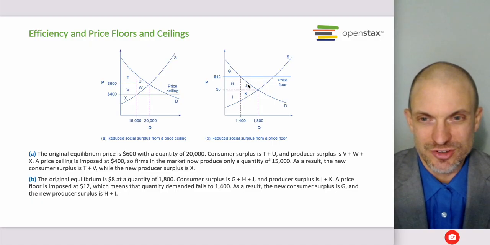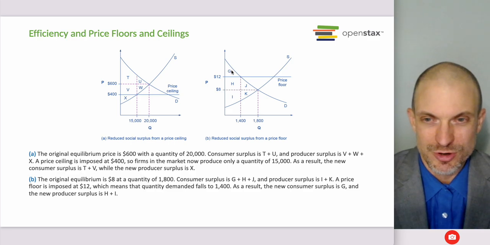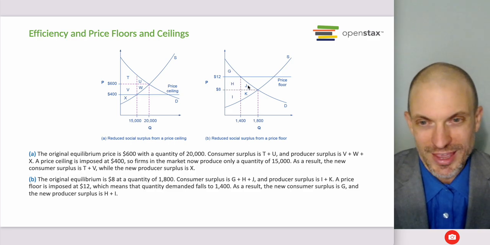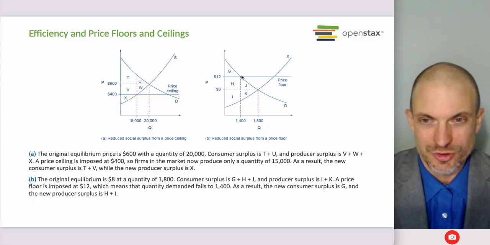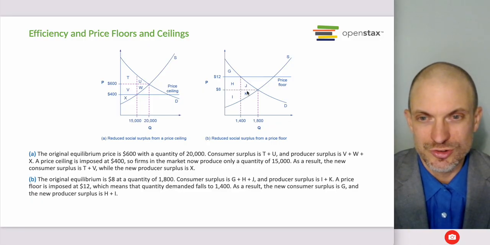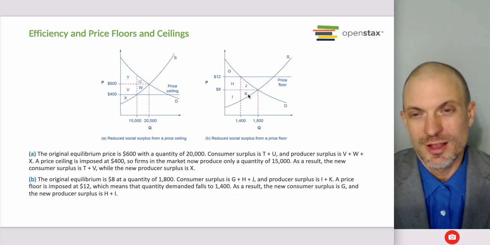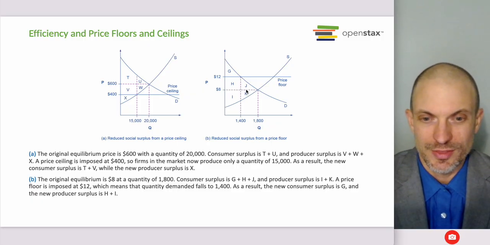Previously, G, H, and J were consumer surplus at this equilibrium price. Previously, I and K were producer surplus at that equilibrium price. At the price floor, consumer surplus is G. Consumers lost area H and area J, and producers gain area H. So producer surplus rises, it's going to be H plus I. Consumers lose area J also, that becomes deadweight loss from consumers. Producers lose area K, that becomes deadweight loss from producers.